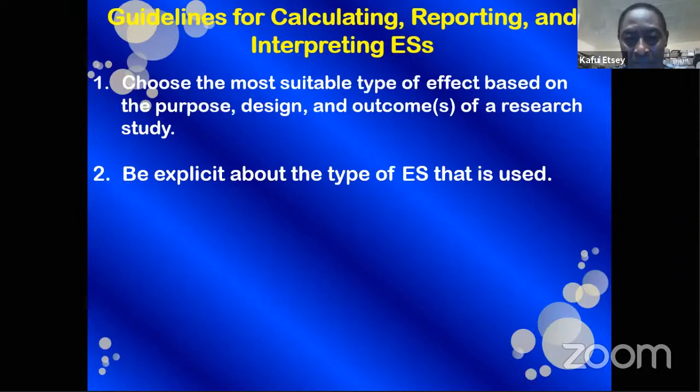Then you have to be explicit about the type of effect size that is used. Don't only report that the effect size is a certain value; report the type of effect size you have used. That is also very important. Is it from the D family? Is it from the R family? Is it the odds ratio? And whatever one you have, indicate exactly the one you have used. Okay.